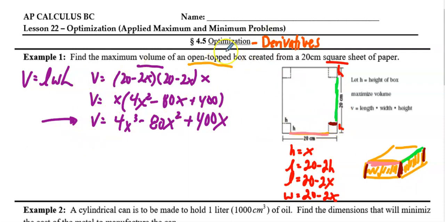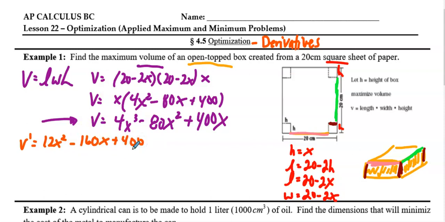So what we're going to do first, and like I said before, is we're going to take the derivative of this function. So we're going to take the derivative of v in terms of x. It's all in terms of x, so again, we don't have to worry too much about related rates. So we're going to get 12x squared minus 160x plus 400.